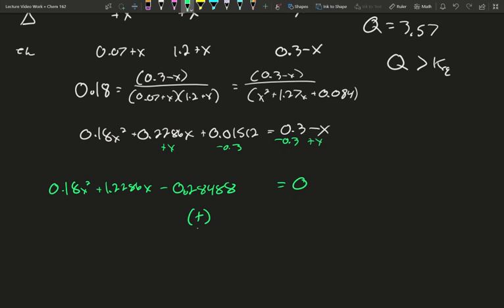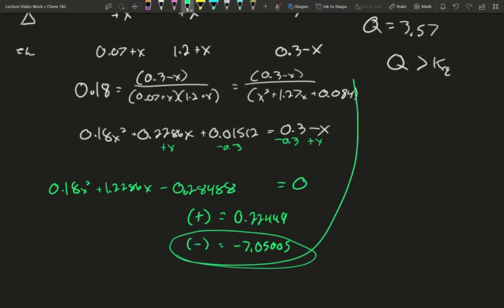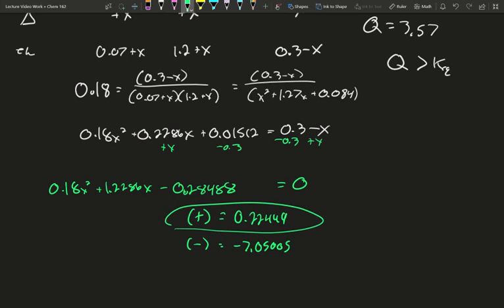Our quadratic is going to give us a plus and a minus option, which will be 0.22449, and a subtraction option, which will be negative 7.05005. Which one of these makes logical sense? Well, I don't think I can subtract negative 7 or add negative 7 to any of these. So it must be the addition route, 0.225, which I can subtract from 0.3 and easily add to the others.